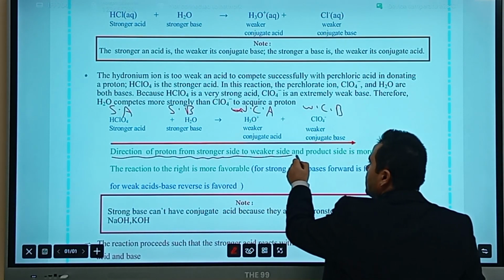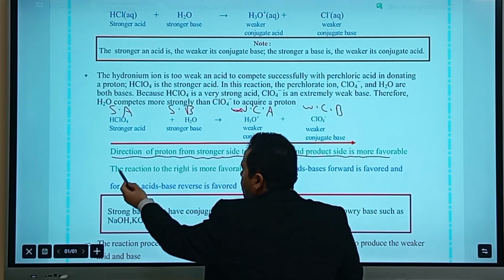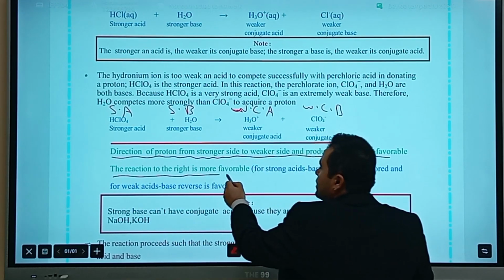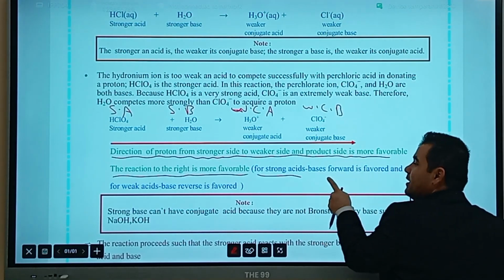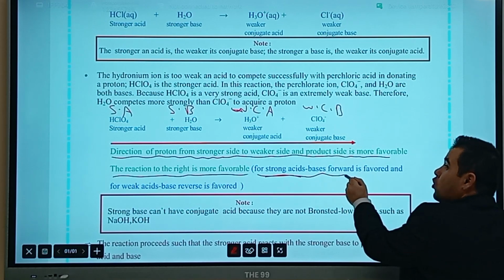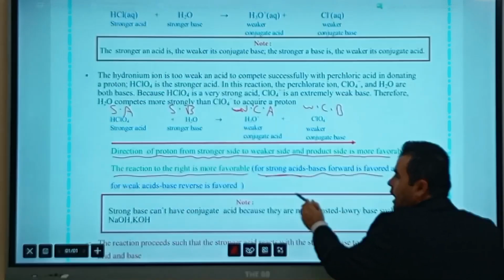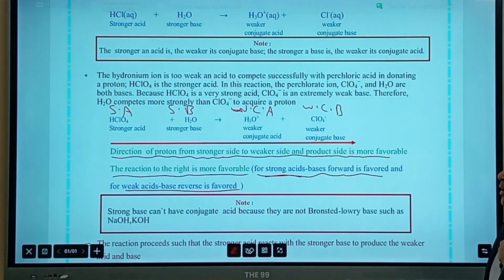From the stronger side to the weaker side, and the product side is more favorable in the above reaction. The reaction to the right is more favorable. For strong acids, this is a technique, this is a tip, a note. For strong acids and bases, the forward reaction is always favored, and for weak acids and weak bases, the reverse reaction is always favored.